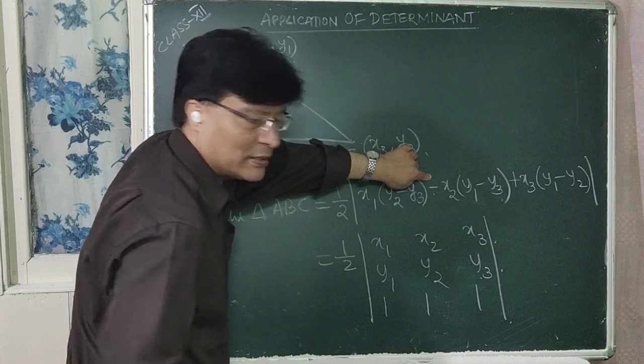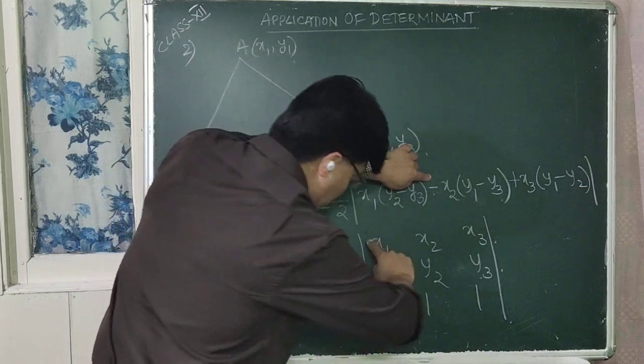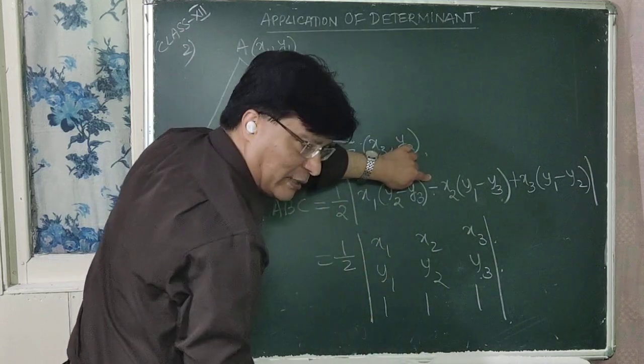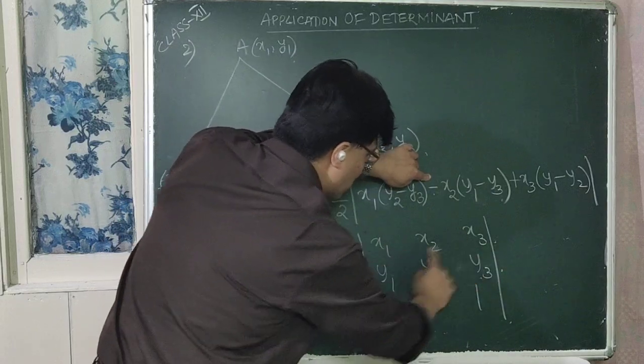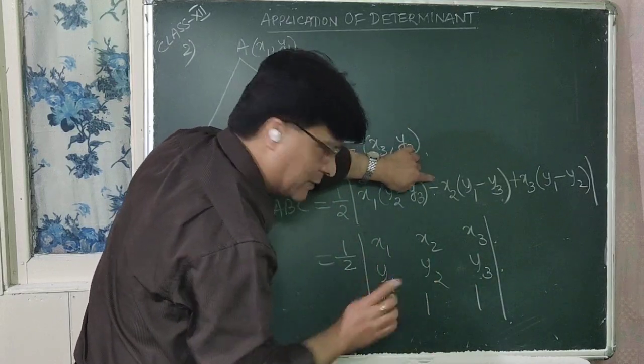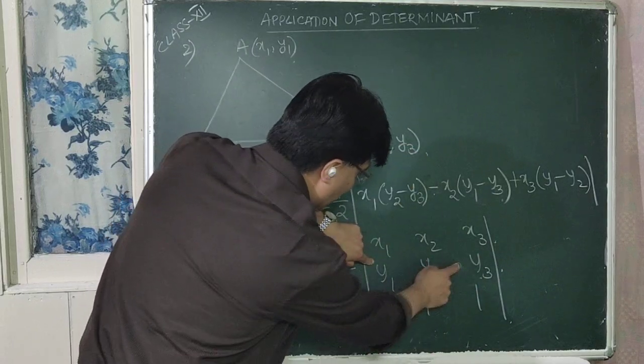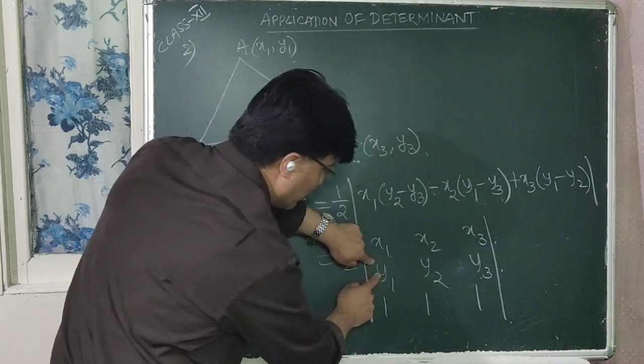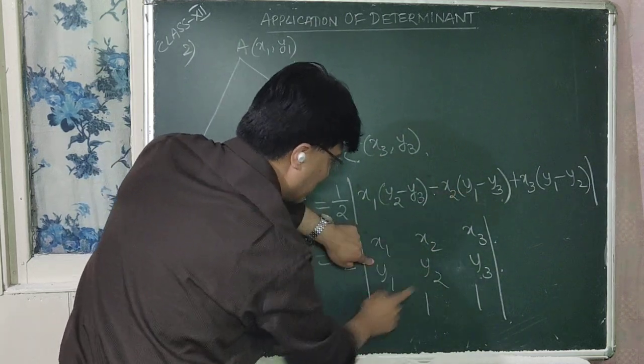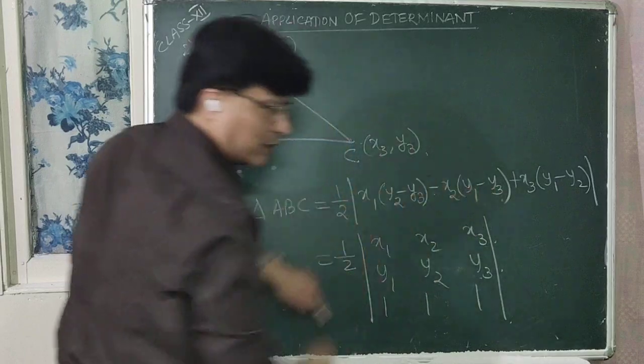If you take this term x2, delete the row and the column through that element. That means this first row and second column are deleted. So what remains? y1, y3, 1, 1. So cross multiply y1 into 1, y1 minus y3 into 1, y3.